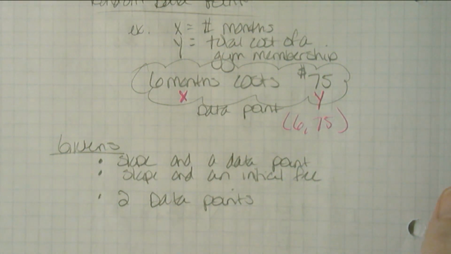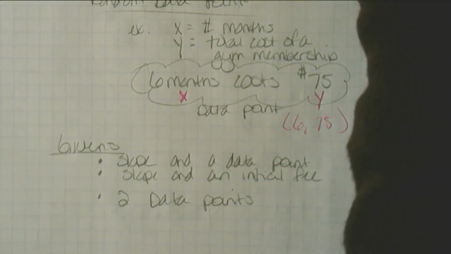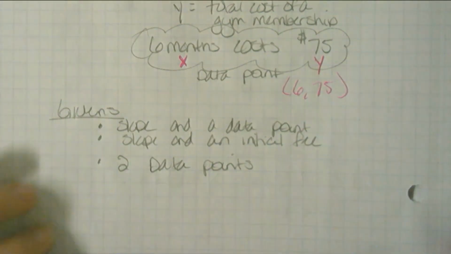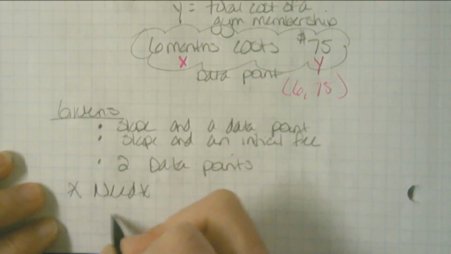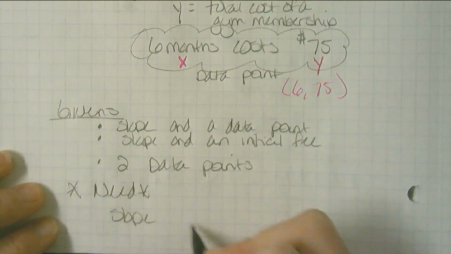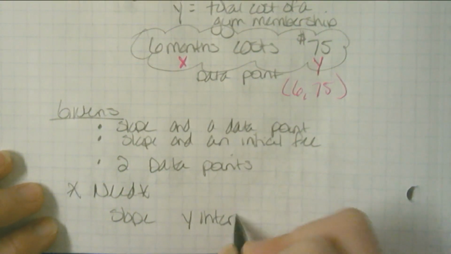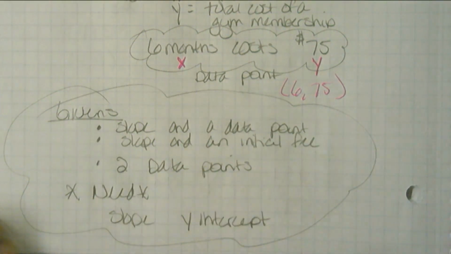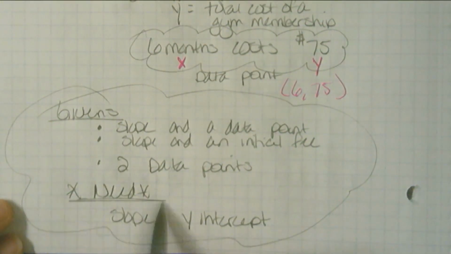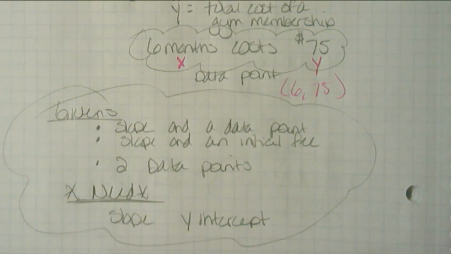All right, so you've got to pay attention to the givens that the story has given you, because we need slope and y-intercept. So from whatever data they've given you, you have to figure out how to find the slope and the y-intercept, always. Are you guys cool with that?